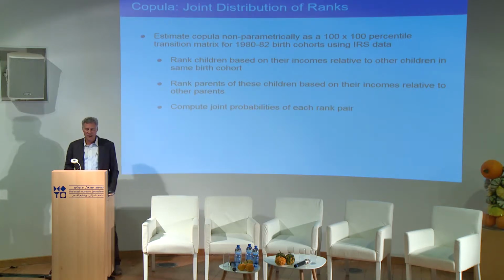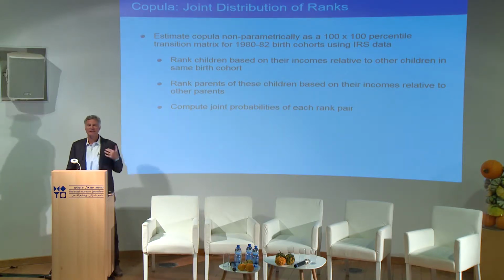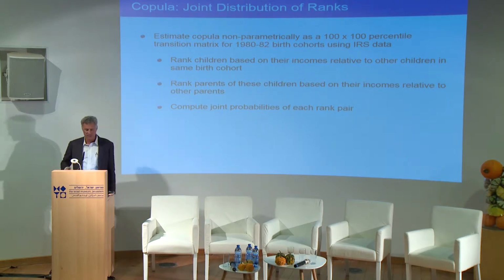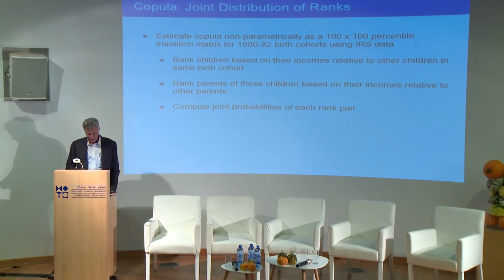The distribution of ranks, they do this non-parametrically. They just look at a 100 by 100 cell transition matrix. And I mentioned earlier taking it from the early 1980s, estimated using IRS data. Now, the nice thing about their method is they don't need individual data. You could do this in the aggregate. So the tax authorities could give you the information, they could post it online, and anyone can calculate these statistics.